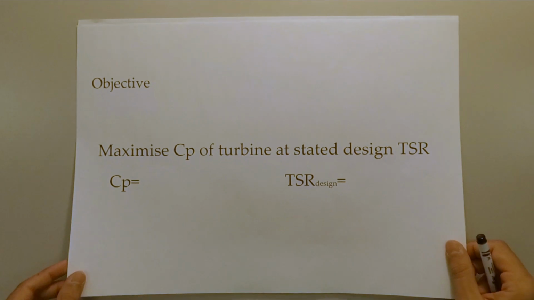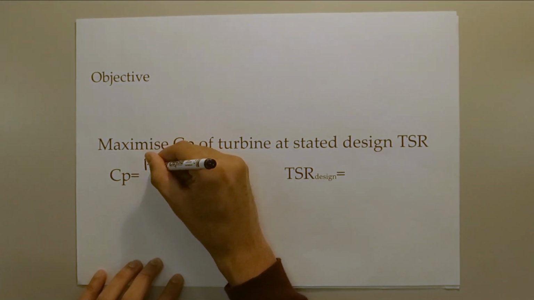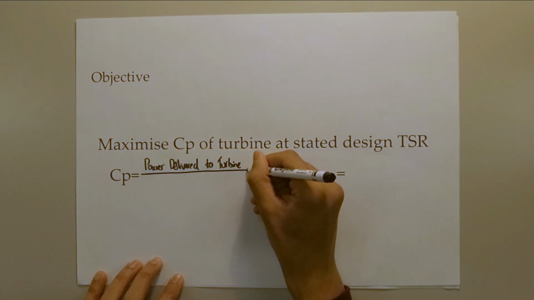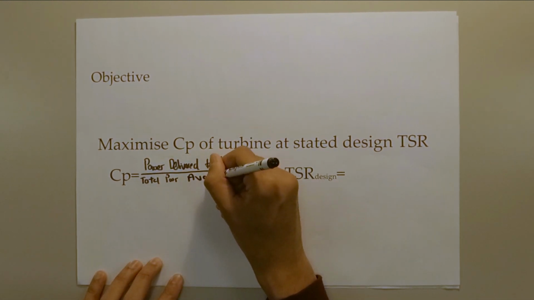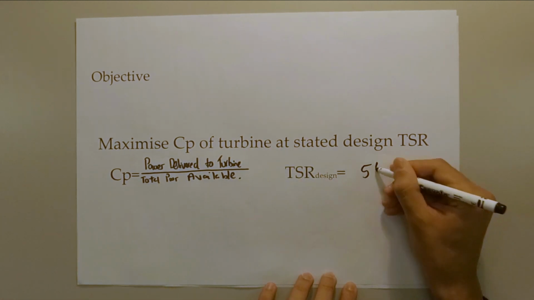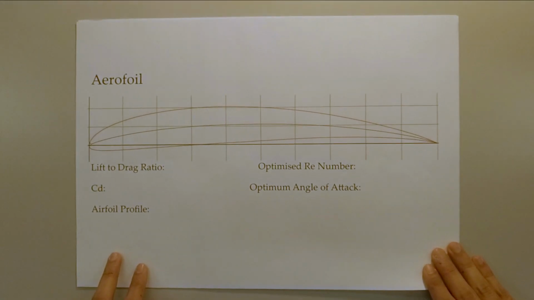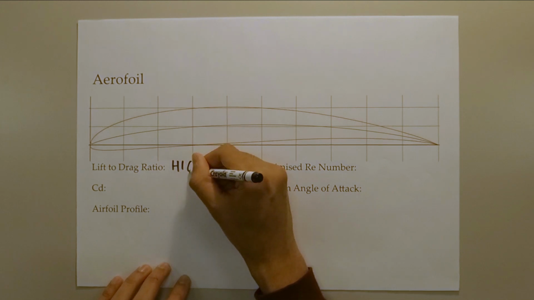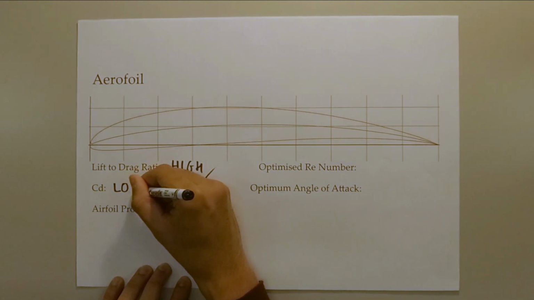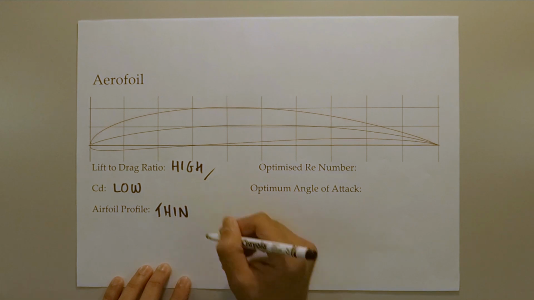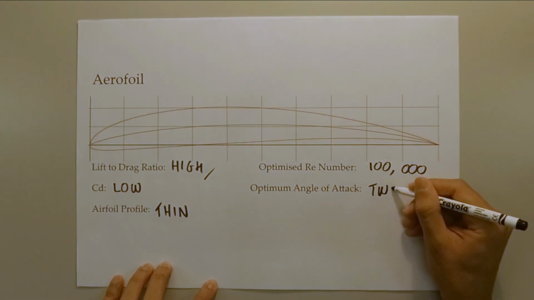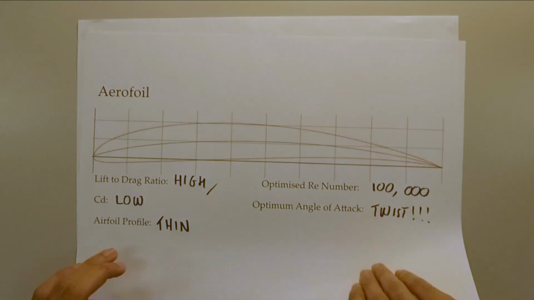Our objective was to maximize the power coefficient of the turbine, defined as the ratio of the power delivered to the turbine to the total power available in the flow passing through the swept area of the blades at a stated design TSR of 5.5. Our requirements when choosing the airfoil were firstly to have a high lift-to-drag ratio, with a thin airfoil profile, and a low coefficient of drag. In addition, we needed an airfoil which was optimized for a Reynolds number of 100,000, and we had to incorporate twist to maintain an optimal angle of attack.